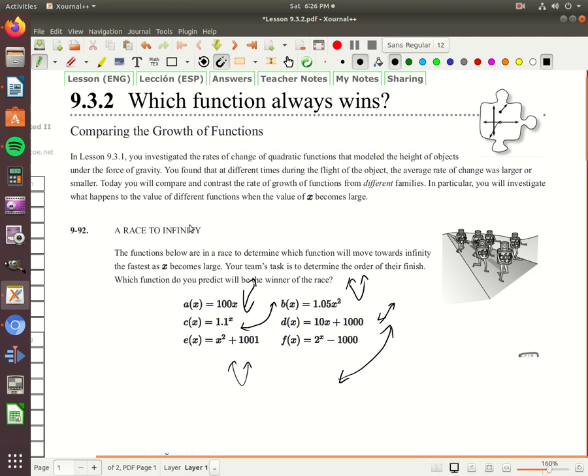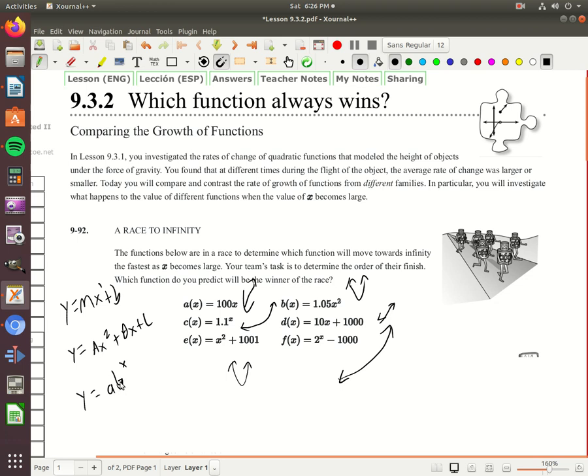So the question is, which one will win this race to infinity? And the idea is this, that if we look at an equation that's linear versus one that is a quadratic versus one that is exponential, if you look at these exponents, we're comparing 1 and 2 versus literally infinity, right? I mean, if I plug a billion in here, it's only to the first power. And if I plug a billion in here, it's only going to get squared.